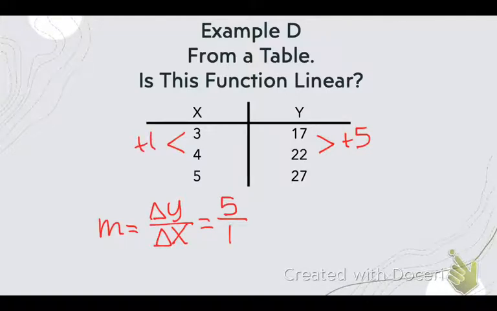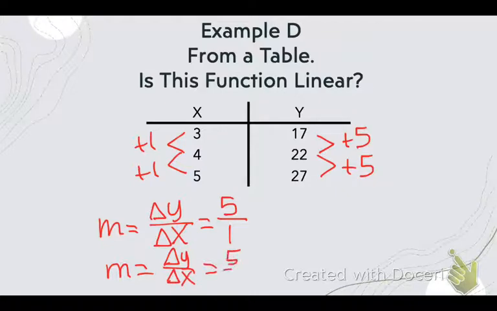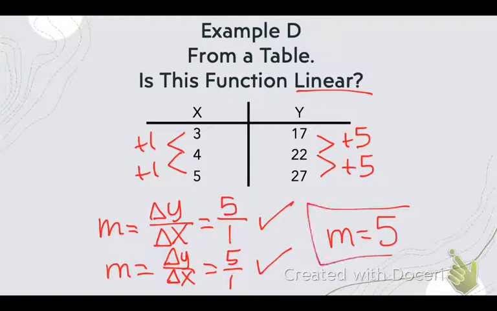But the question asks, is this function linear? So we need to make sure that all points of it are linear. So we go from 22 to 27, I'm adding 5, and from 4 to 5, I'm adding 1. So my next slope ratio of change in y over change in x is also 5 and 1. Since they are the same, it's constant, it is going to be linear. So my slope for my linear line is m equals 5. Let's try another example.